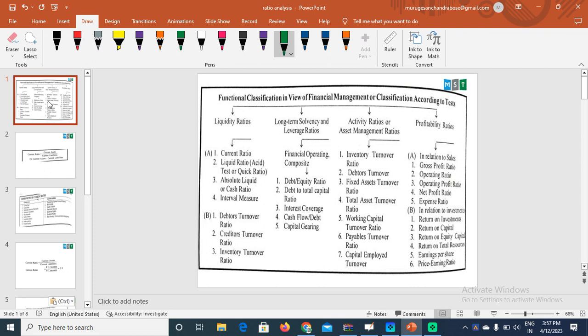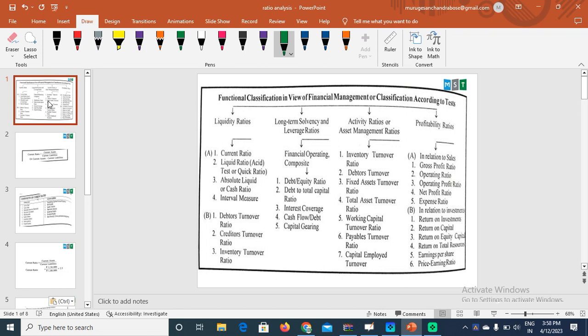Good evening, friends. On the basis of the functions, we can classify the ratios into four broader categories. First one is the liquidity ratio. This liquidity ratio will help you to understand how capable you are to meet your immediate requirements. For example, paying the bills, paying the sundry debtors, paying the rent, paying the interest, everything. How you are prepared, this will show you that result.